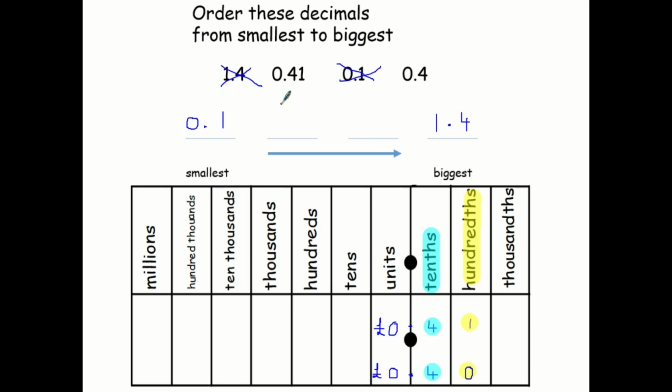So I'm going to put them in order like this, so 0.4, because remember, even though we've made it into 40 pence, we've got to put it back into its original form, which was like this. So make sure you write it back in its original form. And then bigger than that was 0.41.